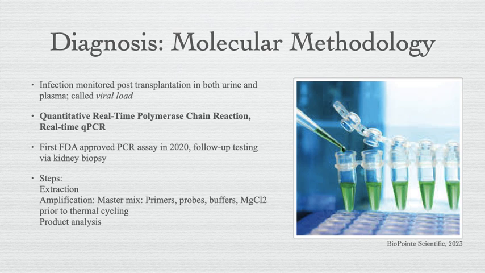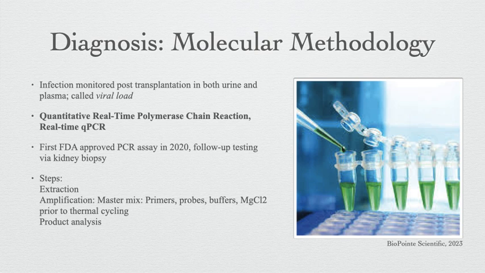Typically, these patients are monitored post-renal transplantation with either urine or plasma screening tests. This is called the viral load, and just as the name suggests, it quantifies the amount of virus within a patient sample. A viral load can be performed, in a sense, on any virus. This procedure is commonly performed on other pathogens as well, such as HIV, hepatitis, or even CMV, which is another pathogen for renal transplant recipients.